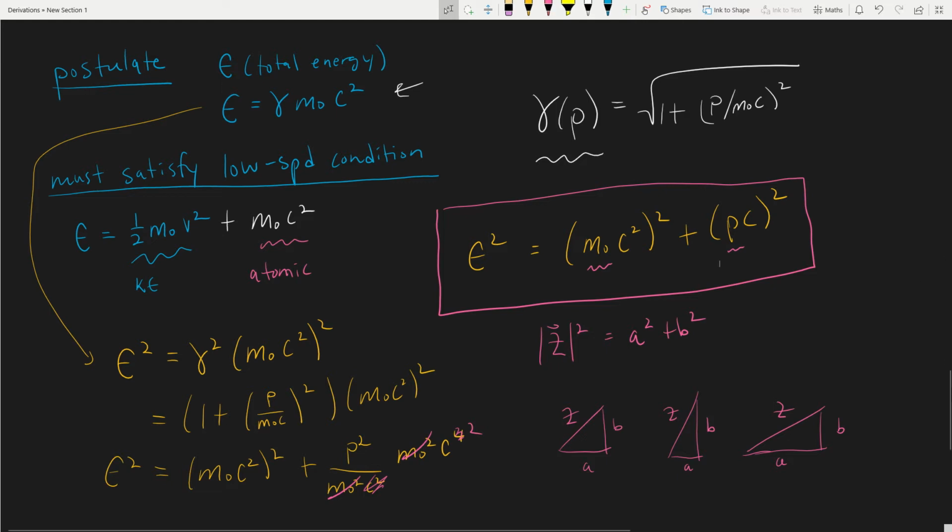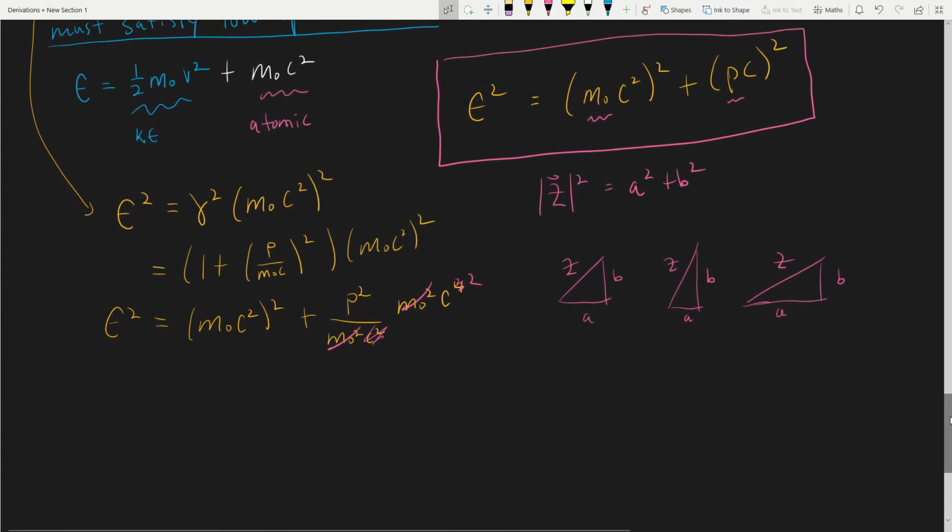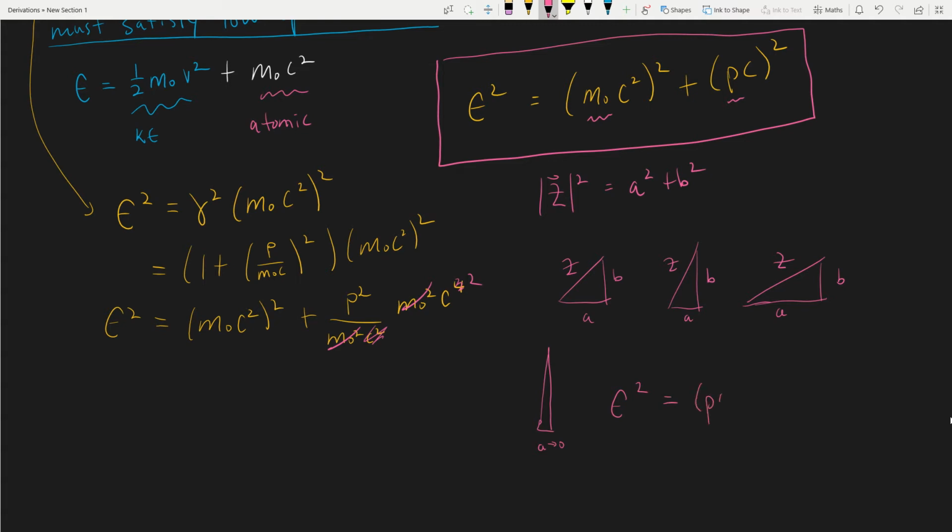So there is a fascinating thing that you can do with this equation where you take this to the nth degree. Okay, you take our little triangle here and you stretch it out all the way till a basically goes to 0, and then the whole thing collapses to E squared equals (pc) squared. And this is true for a photon. This is what Einstein said. This is a photon. Okay? And a photon has no rest mass.